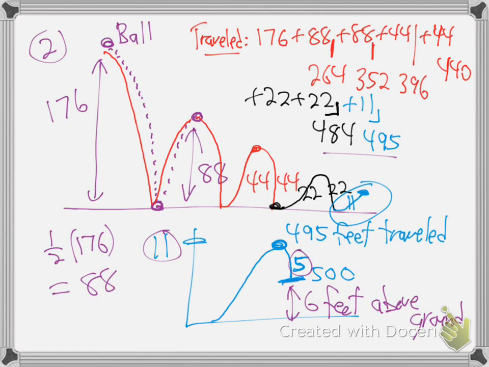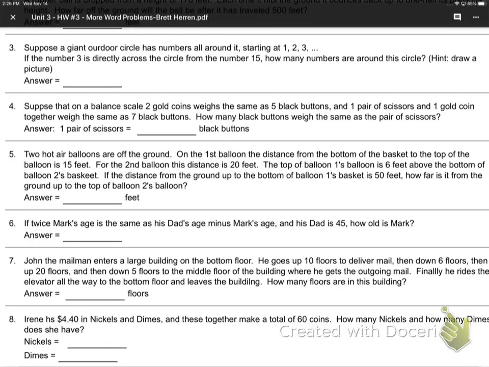All right. It's only 2 problems in 25 minutes. Okay. So suppose a giant outdoor circle has numbers all around it, starting at 1, 2, 3, etc. If the number 3 is directly across the circle from the number 15, how many numbers are around the circle? Hint, draw a picture. So that's why I wanted to do another. This is another draw a picture. This is all about a picture. So see if you can draw a picture.